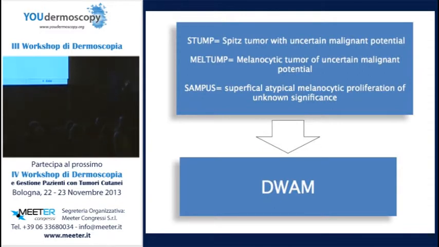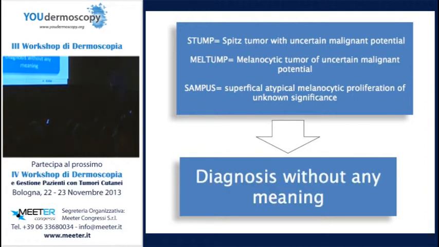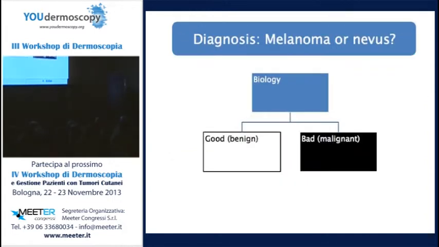And all these acronyms, STUMP, Spitz tumor of uncertain malignant potential, MELTUMP, melanocytic tumor of uncertain malignant potential, or SEMPUS, can be summarized in another name. I call them DWAM: diagnosis without any meaning. Because they don't mean anything. Biology is good or it is bad.